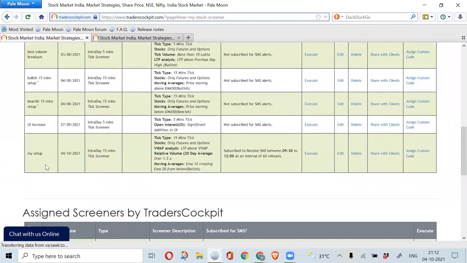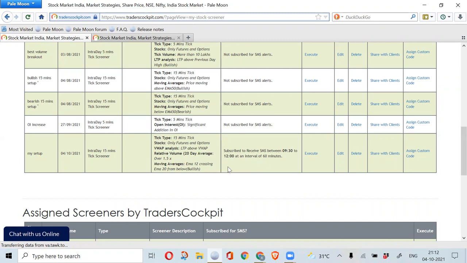If you see, this is the my setup that I have created today on a 15 minutes time frame. And our conditions are only futures and options, LTP above VWAP, relative volume more than 1.5 times, moving average 12 to 20 crossover, right? And then SMS created between 9:30 to 12 o'clock at an interval of 60 minutes. So these are our conditions.